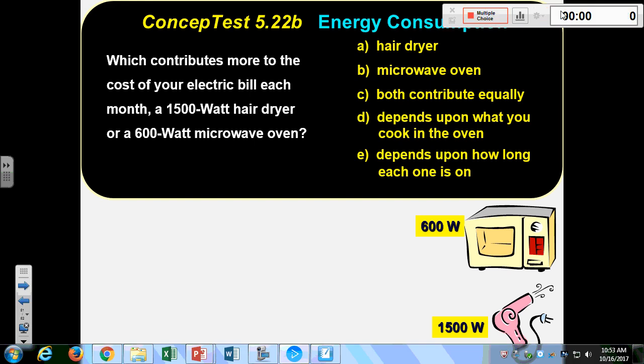Okay, which contributes more to your electric bill, a hair dryer or a 600 watt microwave oven? By the way, the hair dryer is one of the biggest energy consumers in your house. Next time, think about that. I think about it every morning when I'm drying my hair, because it takes like half an hour.